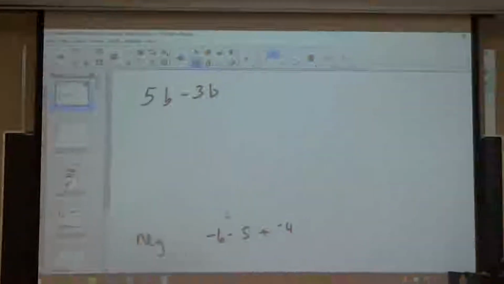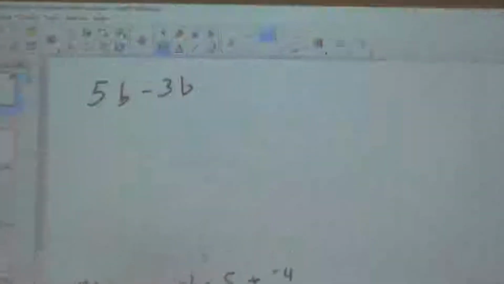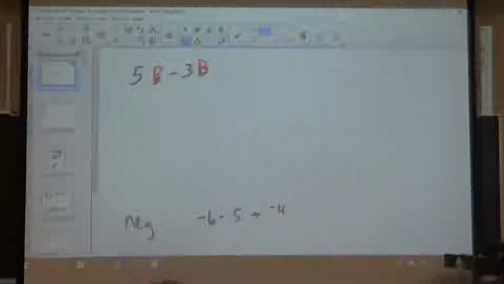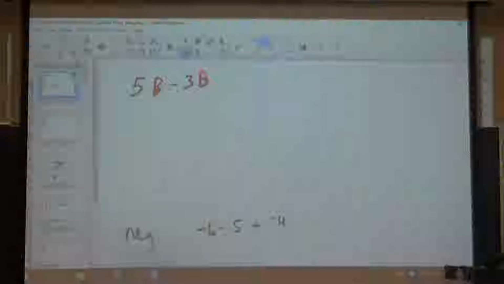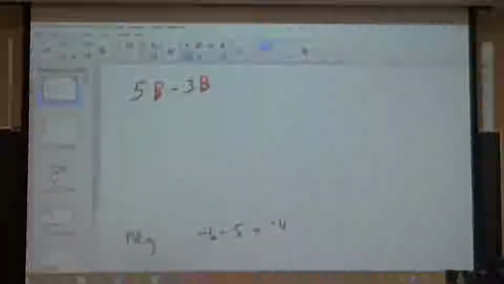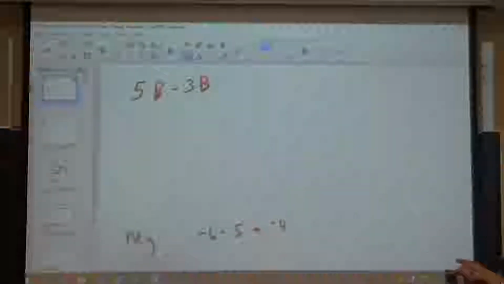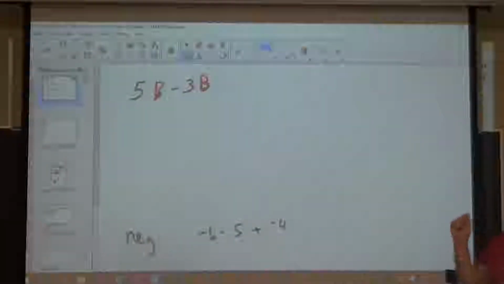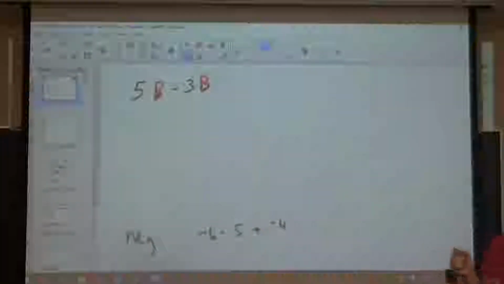About the letters. How do you do like 5, and I'm going to do a capital B because my little b's look like 6's. 5b minus 3b. Well, number one, you can't put letters in your calculator. You can only put numbers in the calculator. Now, y'all, what if I said, what is 5 bumblebees minus 3 bumblebees?